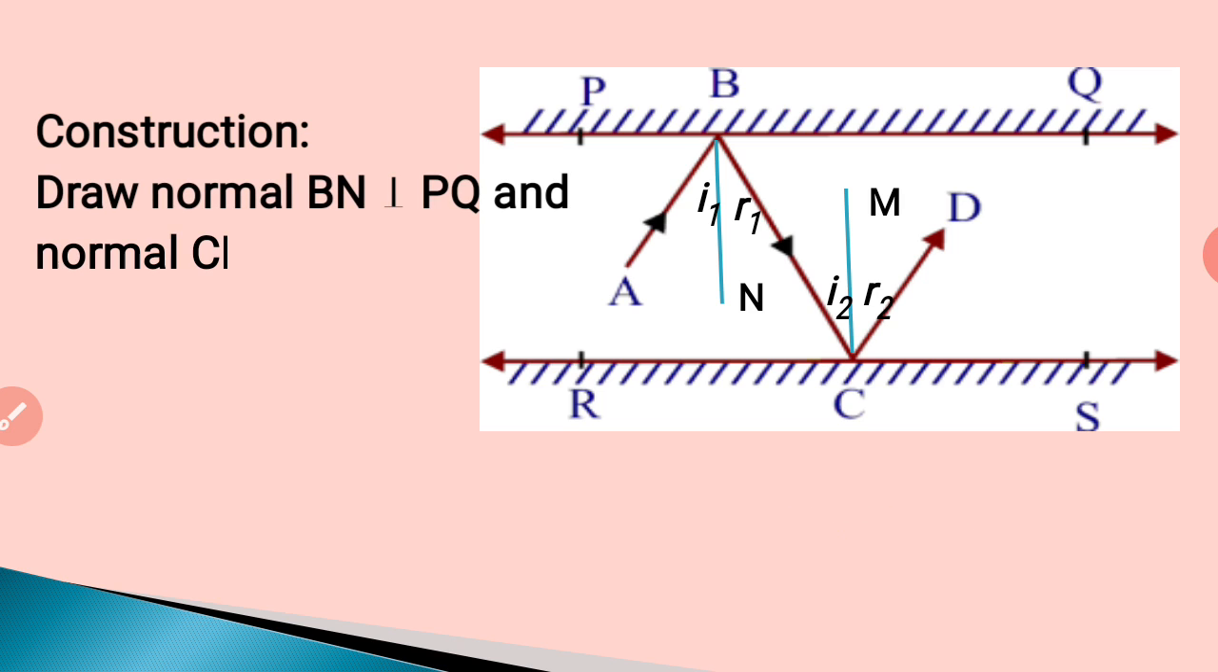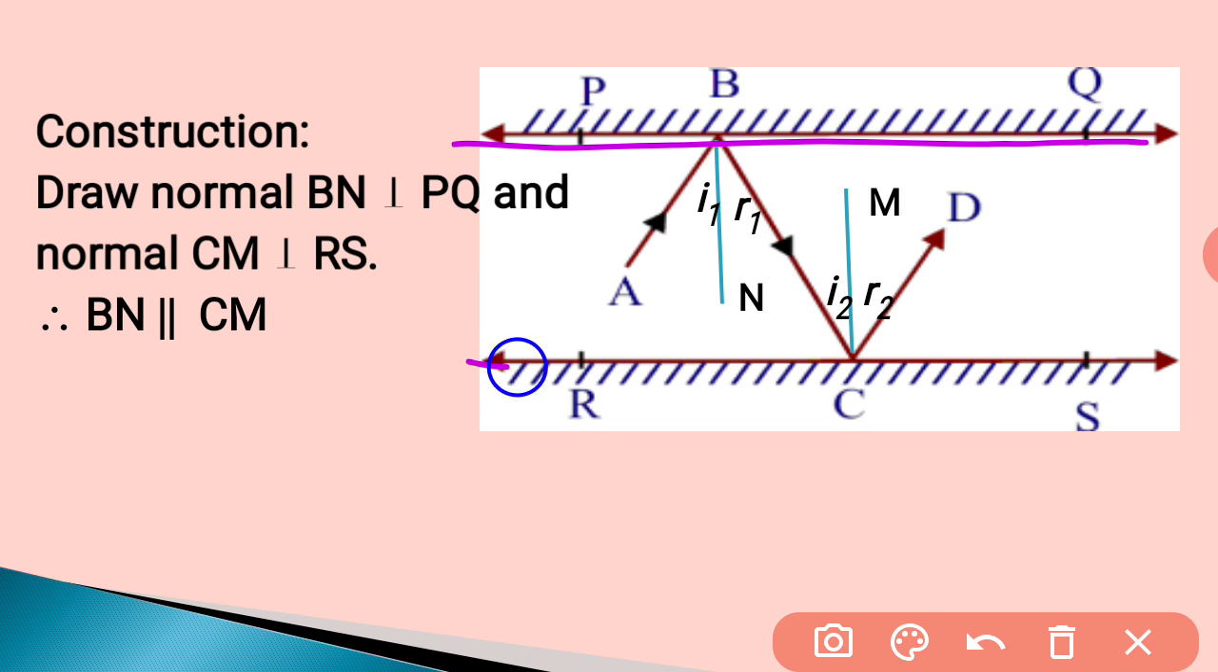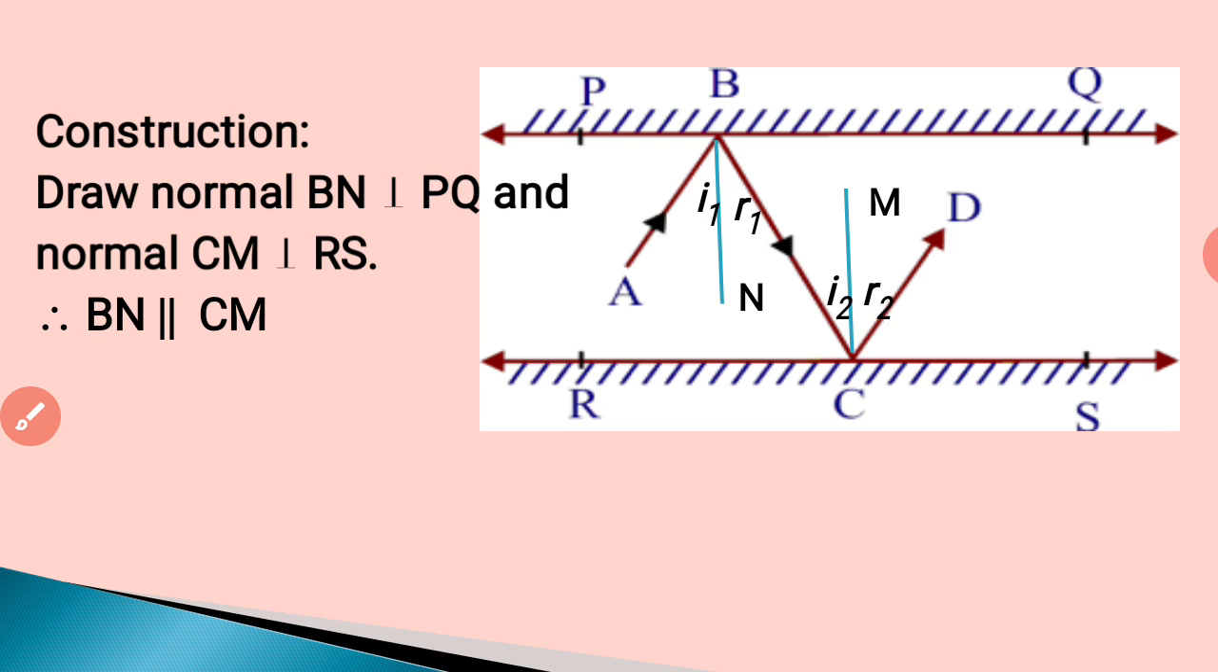Let us write the construction that we have already done. They are the normals at B and C. Now, BN will be parallel to CM. This happens because they are both perpendicular to parallel lines. PQ and RS are parallel and these two are perpendicular to them, so they also have to be parallel to each other. So BN and CM are parallel to each other.